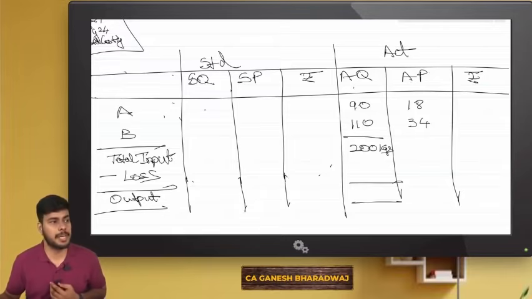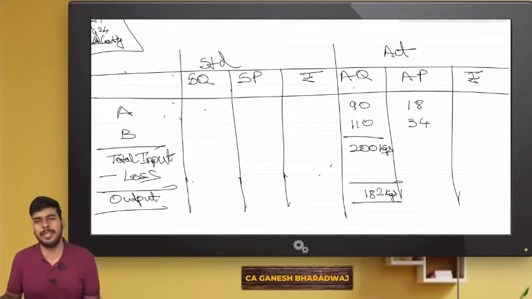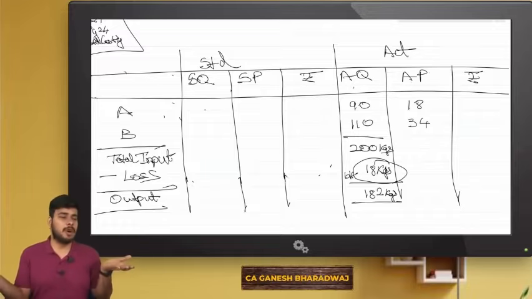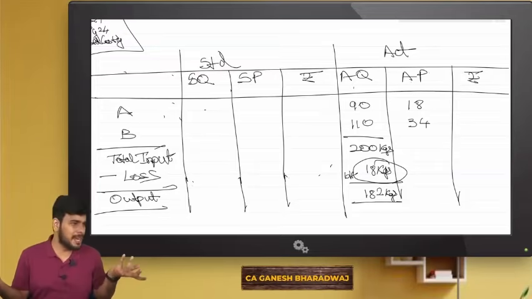What's my output I get? 182 kgs. Which means I have actually lost how many kgs? 18 kgs. How did you know this? Balancing figure. Correct or not? Pencil circle, balancing figure. 200 kgs I input, but what I got was only 182, which means 18 was lost.